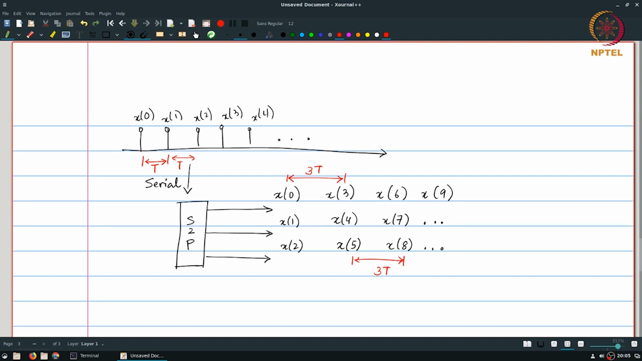Now, why is this useful? It basically means that any register or any combinational circuit into which these samples are being fed needs to be able to process things only at a rate of 3t. That is to say, it can have a considerably longer critical path and still manage to complete its computation within the time that is allowed for the next sample to arrive.